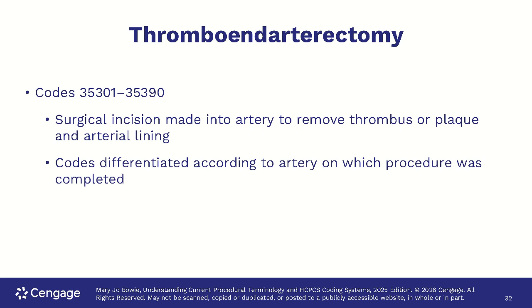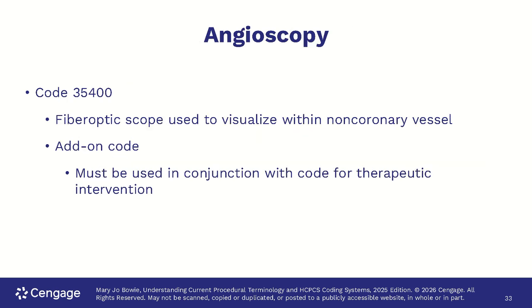Thromboendarterectomy. So thromboendarterectomy is a surgical incision that is made into an artery to remove a thrombus or plaque and arterial lining. This procedure can occur with or without a patch graft, and the codes in this range are differentiated according to the artery on which the procedure was performed. There are some add-on codes over here, so you want to pay close attention to if that is in use.